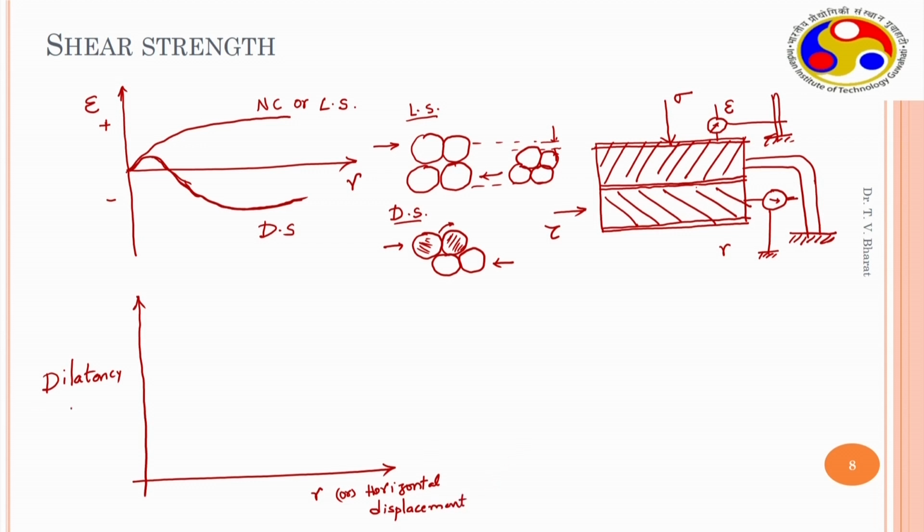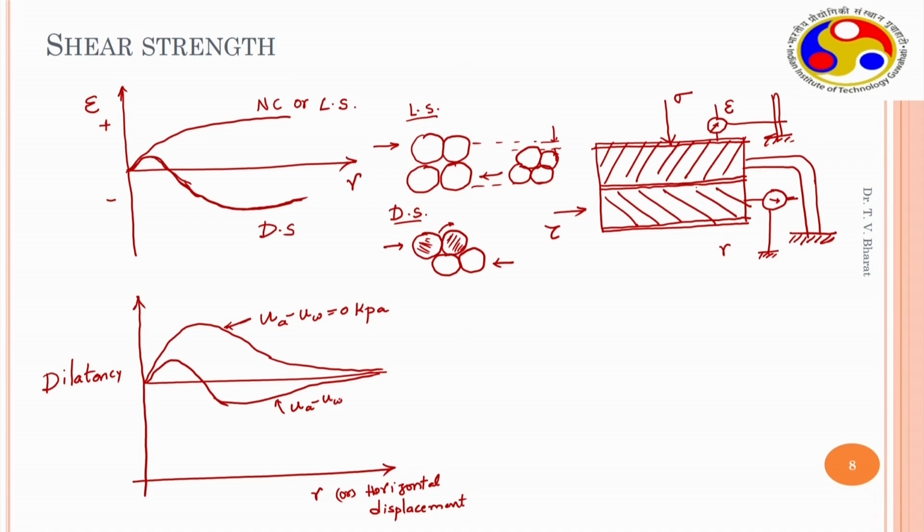Dilatancy is plotted on the x axis. So, here there is an interesting behavior. For S equals 0, the suction is 0, u minus uw equals 0, it exhibited this behavior. When the suction is slightly increased, this is the trend that exhibited. This is 10 kilopascal.